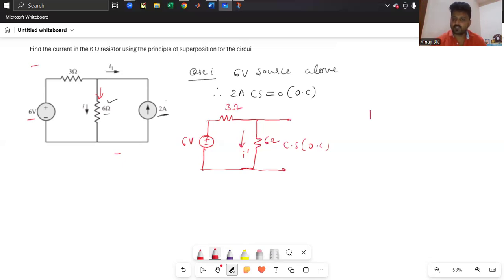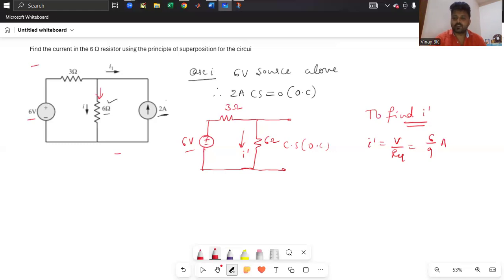To find I dash, you can use any network reduction technique. It is a simple circuit, so I can easily get I dash by applying Ohm's law. I dash is given by total voltage V divided by R equivalent, where V is 6 volts. R equivalent: these two are in series now. That's nothing but 6 divided by 9 amperes.